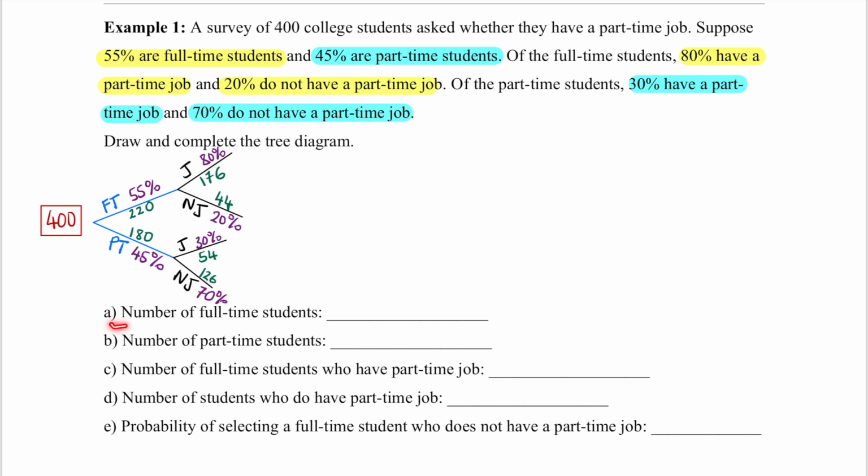Question A is asking for the number of full-time students. We can read that directly from the first branch. The answer is 220. Question B is asking for the number of part-time students. From the tree diagram, that is 180. Question C is asking for the number of full-time students who have a part-time job. Full-time student and part-time job, 176.